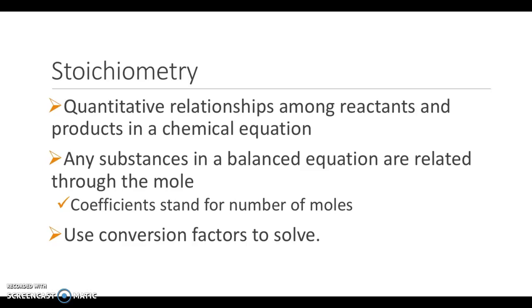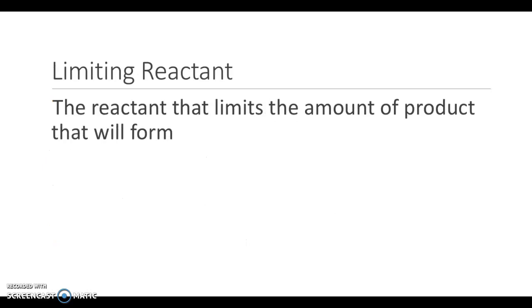We have 2 more things to finish, and then we will be all done with this unit, and then we'll move into our next unit, which is states of matter. The 2 things we have to finish are limiting reactants and percent yield. The first one is limiting reactant. A limiting reactant is just a reactant that limits the amount of a product that will form. When you start with a certain amount of each reactant, which one limits the amount of product that will form?